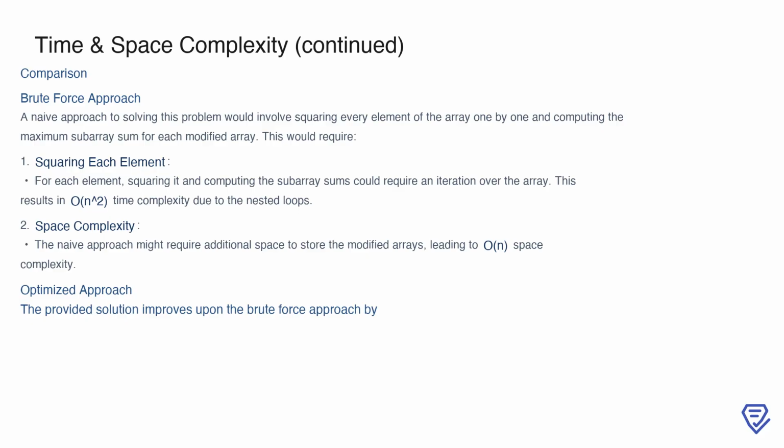To better appreciate the efficiency of our optimized approach, let's compare it to a brute force solution. In a naive approach, we would square each element of the array one by one and compute the maximum subarray sum for each modified version of the array. This would require iterating over the array repeatedly, resulting in a time complexity of O(n^2), due to the nested loops. Additionally, storing each modified array could increase the space complexity to O(n), as extra memory would be needed to hold intermediate results. Clearly, this brute force method is far less efficient, both in terms of time and space.